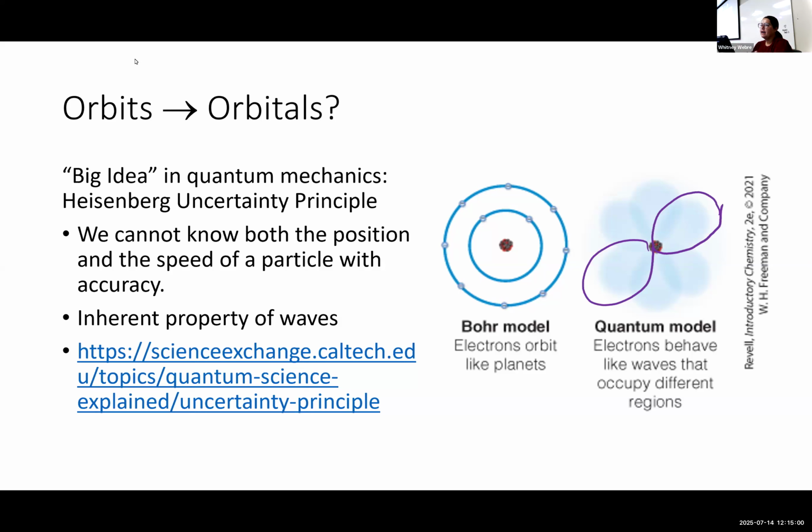A big idea in quantum mechanics is the Heisenberg uncertainty principle. We cannot know both the position and the speed of a particle with accuracy. That's the definition. What I found out when I did more research and opened this article was that we can figure out more about where the particle is, but we lose all idea about the speed, and vice versa. So if you figure out closer and closer how fast the electron's moving, we are less likely to know the position. That's the uncertainty principle there.